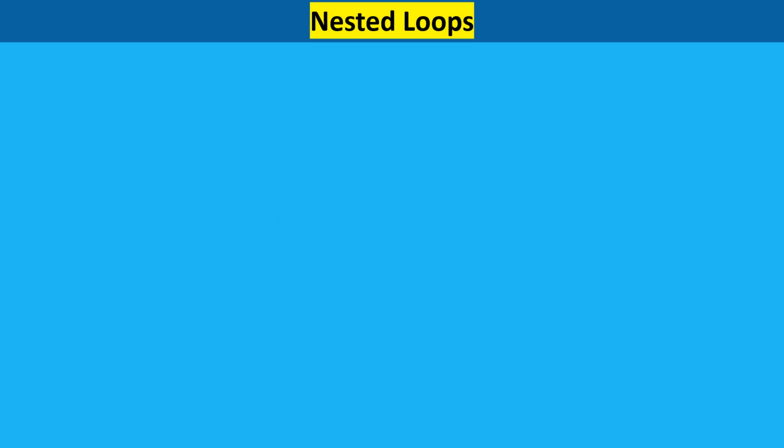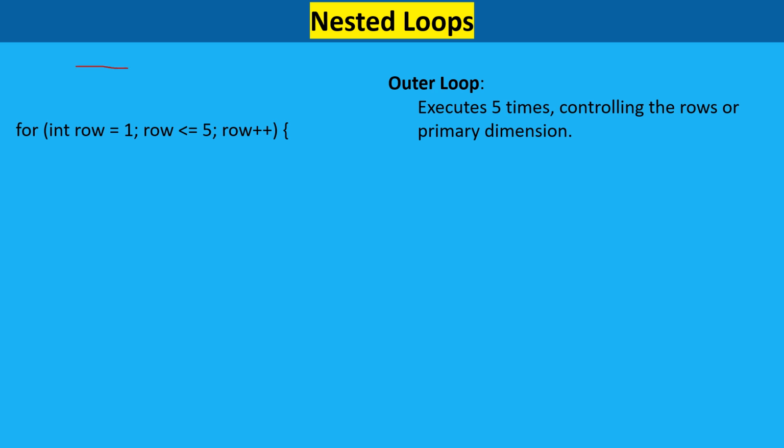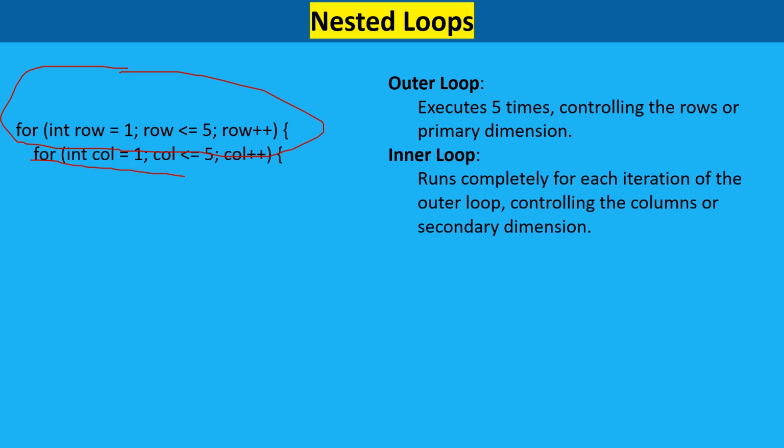Another example. Outer loop: for int row = 1, row less than or equal to 5, row plus plus increments, executes 5 times, controlling the rows or primary dimensions. Inner loop: this one is the inner loop for the columns. For int column = 1, column less than or equal to 5, column plus plus, runs completely for each iteration of the outer loop, controlling the columns or secondary dimensions.